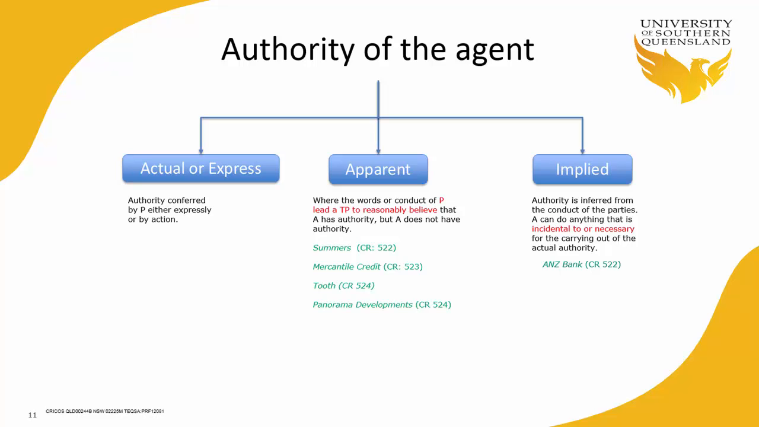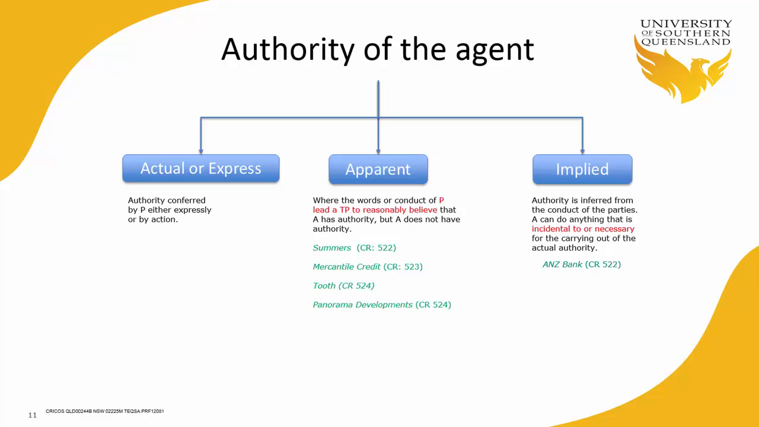Let's then move on to look at the authority of agents. You can link this as well to discussion on partnership on page 584. But in brief, there are three different types of authority. It could be actual or express. This is the easiest to understand.